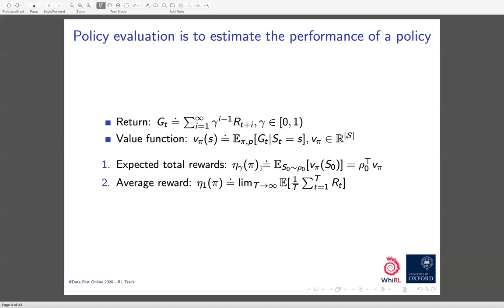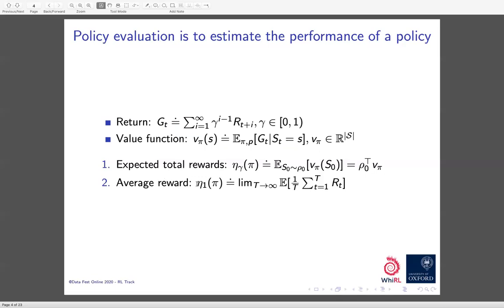The idea is very simple. We use this metric to measure the total reward an agent can get, starting from the initial distribution rho0. So basically, we just take the expectation of vpi(s0) with respect to the initial state distribution rho0. And if we consider a vector form, we can write this expected total reward as the inner product of rho0 transpose and vpi.